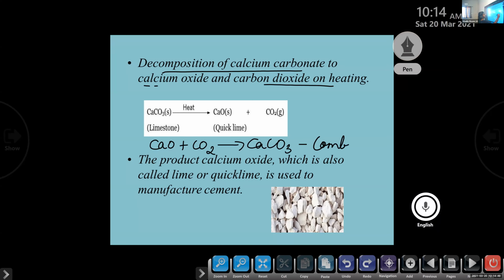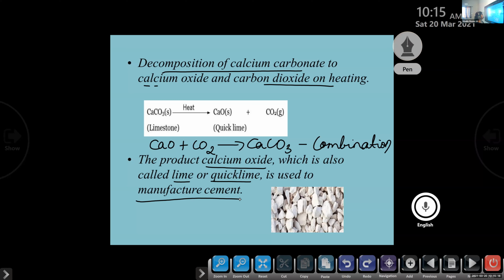So actually, combination reaction is just the opposite of decomposition reaction. And the product calcium oxide, that is quicklime, right? CaO, which is also called lime or quicklime, is used to manufacture cement. So this quicklime is used in the manufacture of cement. Clear? This is clear for you?